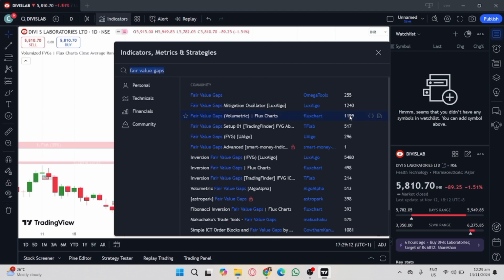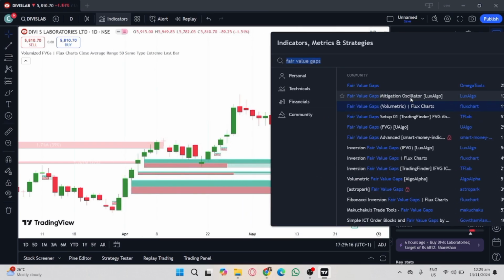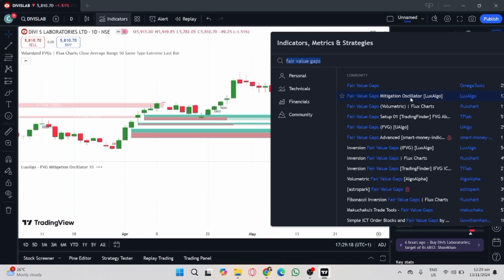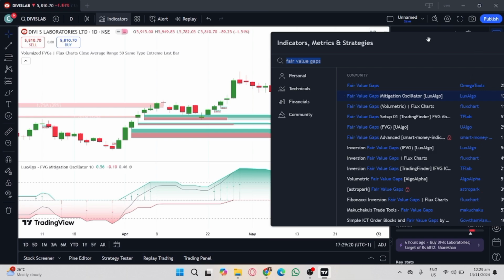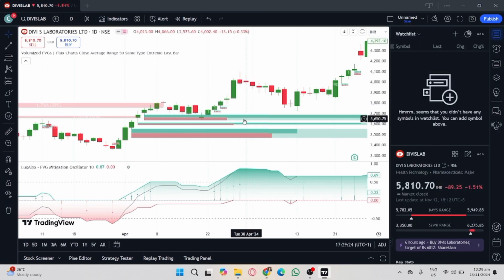So before we proceed, let's define what a fair value gap is. A fair value gap occurs when there is an imbalance in price, usually seen as a large candle where price quickly moves up or down, leaving an unfilled space or gap between the wicks of two candles.